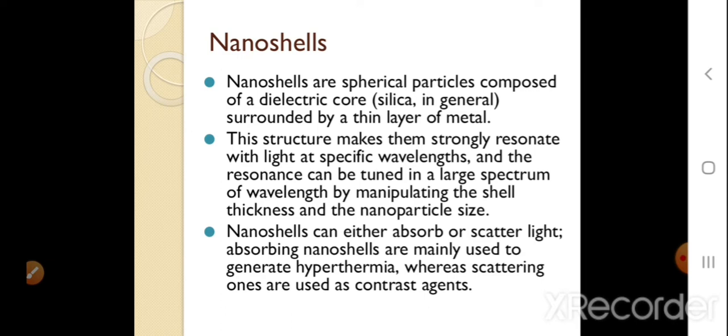The absorbing nanoshells are mainly used to generate hyperthermia. Hyperthermia is an increase in temperature. Now, there's one general rule with cancerous cells. Cancerous cells are extremely susceptible to an increase in temperature in comparison with normal cells. So, hyperthermia is one of the major methods for treatment of cancer cells. So, these nanoshells can be applied there to generate hyperthermia. Whereas nanoshells which scatter the wavelengths are used as contrast reagents for imaging purposes.